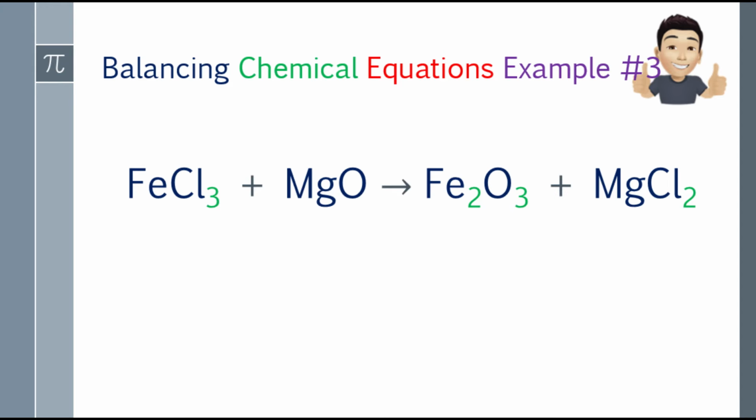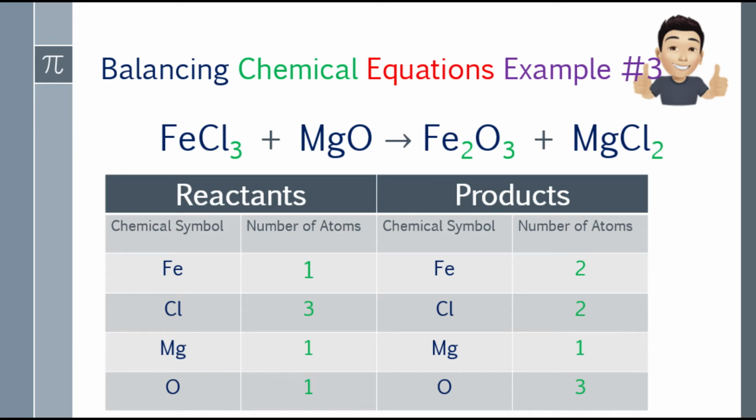Iron chloride plus magnesium oxide is equal to iron oxide plus magnesium chloride. So again, let's start with the construction of the table of the reactants and products, as well as the chemical symbol and number of atoms. So first one, we have the iron. That's 1. Chlorine is 3. Magnesium is 1. Oxygen is 1. Sa product side naman, 2 for iron, 2 for chlorine, 1 for magnesium, and 3 for oxygen.